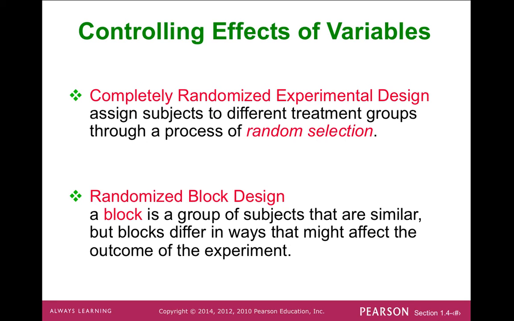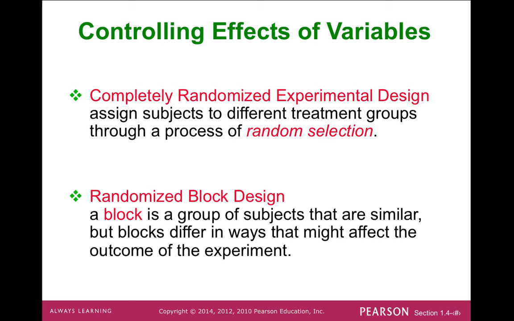How do we control the effects of variables? A completely randomized experimental design assigns subjects to different treatment groups through a process of random selection. So again, the more randomized you make how people are assigned to the different treatment groups, the better you'll be at controlling for some of these different confounding variables that we've been discussing.